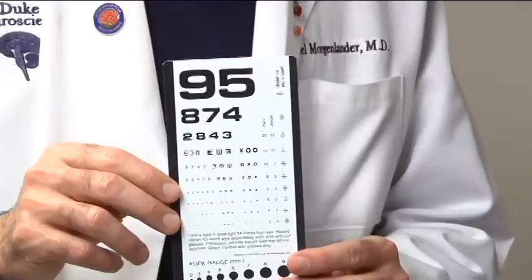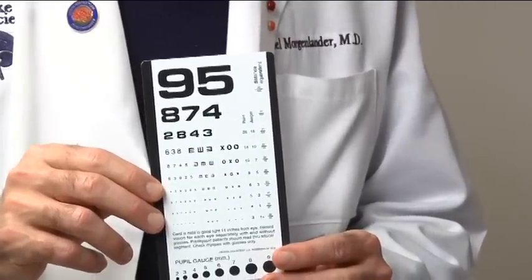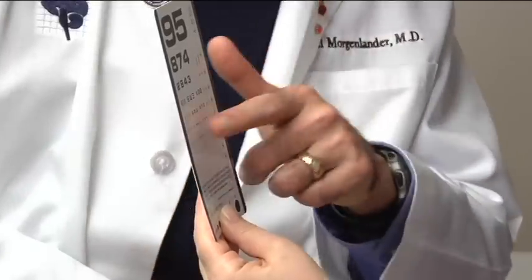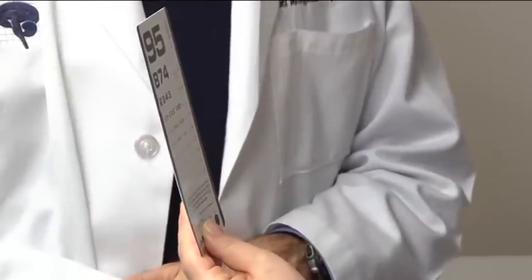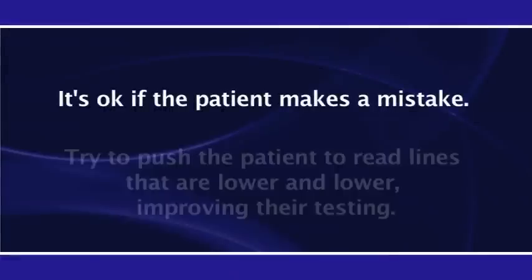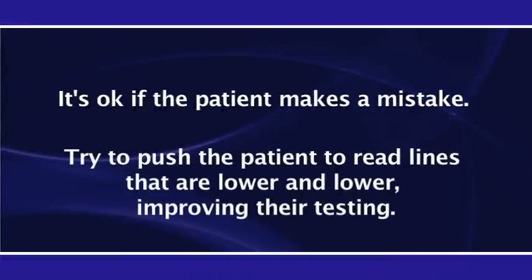Usually, you'll have a card, like a Rosenbaum card, to use at the bedside, or a Snellen chart that's on your wall. Ask the patient to hold the card and cover one eye. And then pick a line that you're pretty sure the patient's going to be able to read and have them read down the line. It's okay if they make a mistake. Try and push the patient to read lines that are lower and lower, improving their testing.